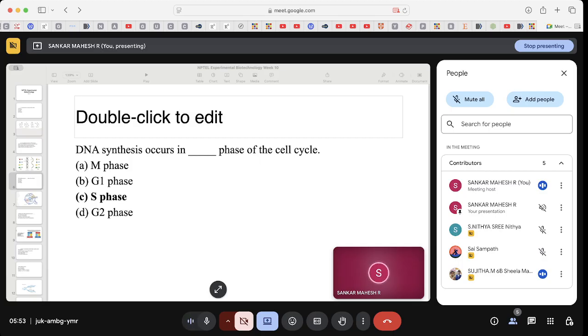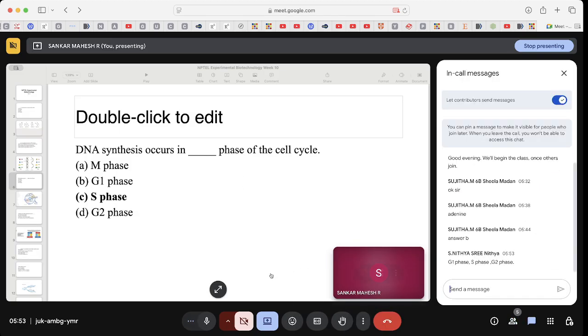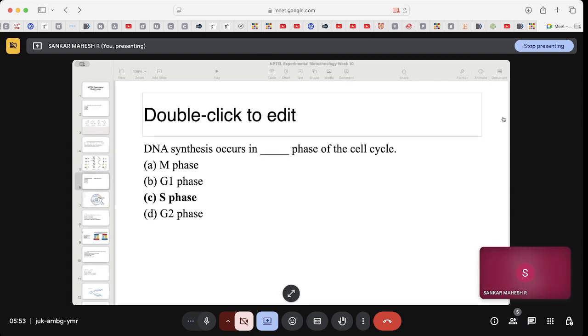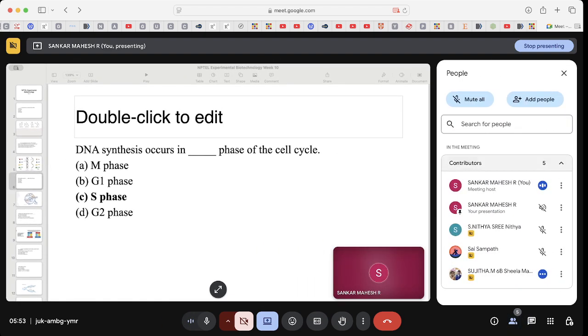But let's not go into the molecular detail now because the question is about the cell cycle. So, do you also know something about the cell cycle? Yes, Nityashri. You can also try answering if you know something. Sujita or Nityashri, either of you can answer.